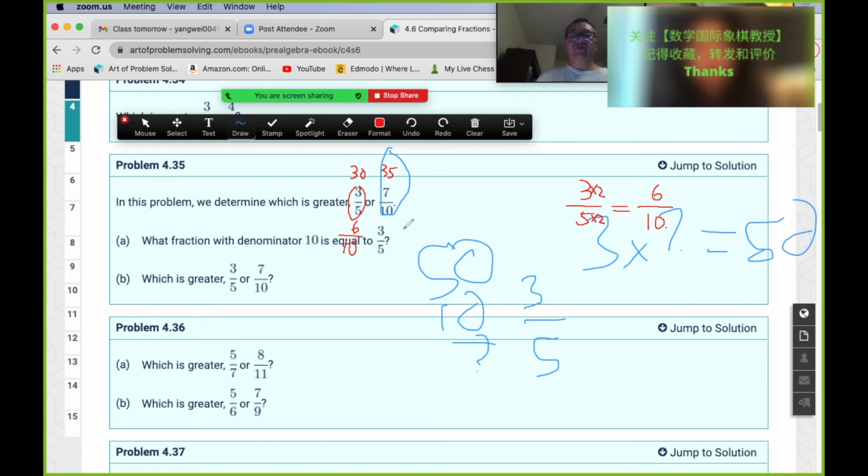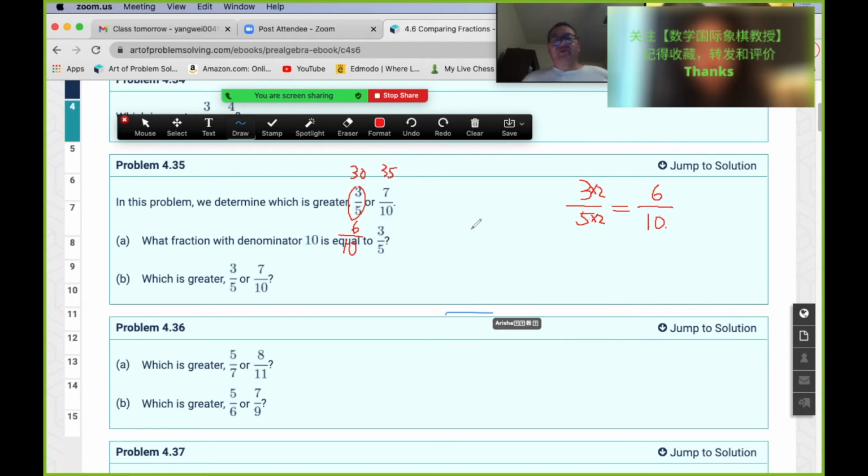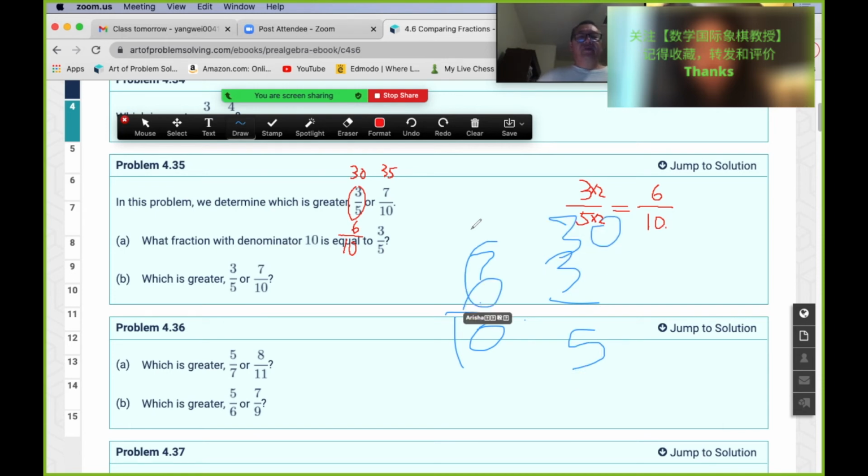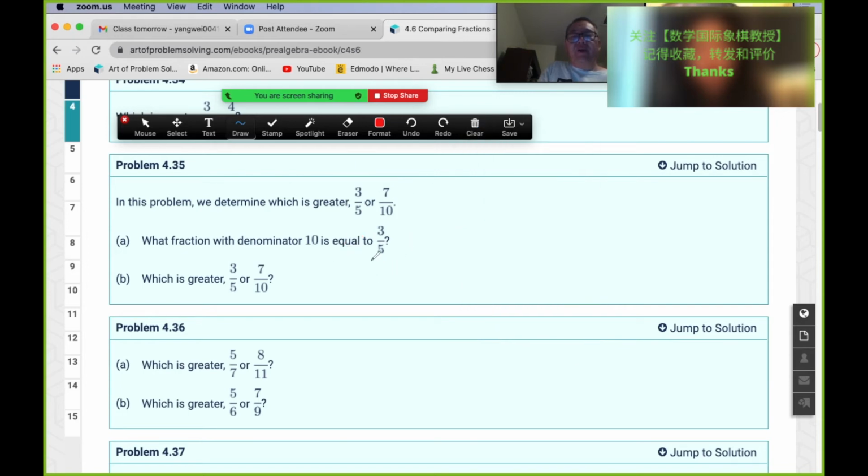Now, what fraction with 10 as the denominator? Yeah, use 10 as a denominator. So it would be 10 over here. And this is 3 over 5, and that's 30, and that's 6. Yeah, you can write this one 6 over 10. Now 6 over 10 compare with 7 over 10. Because 3 over 5 equals 6 over 10. Then compare with 7 over 10.